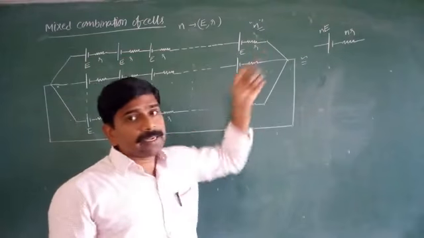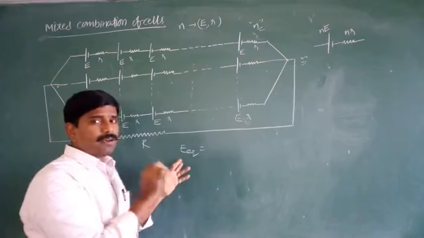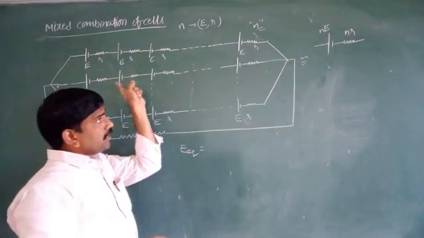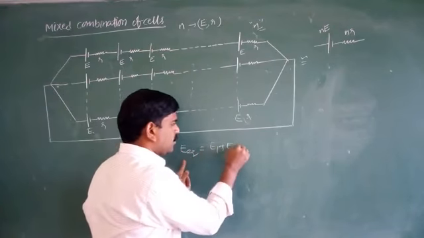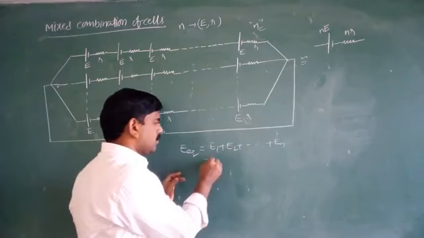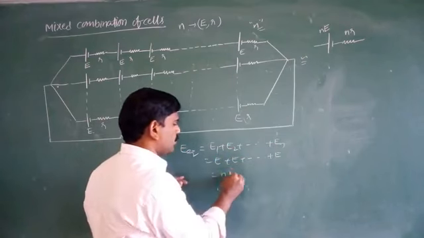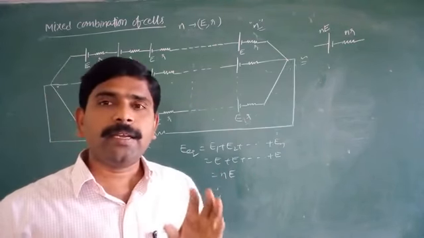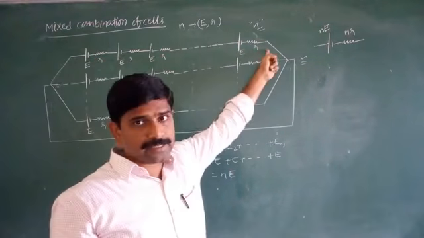Therefore, E equivalent in case of the series combination, not parallel combination, series combination, when N cells are connected in series, is E1 plus E2 plus E3 and so on up to En. All are identical cells, E plus E and so on, that is equal to N times E, that is NE. NE is the equivalent EMF when cells are connected in the series combination.